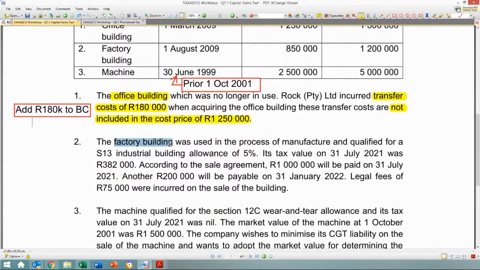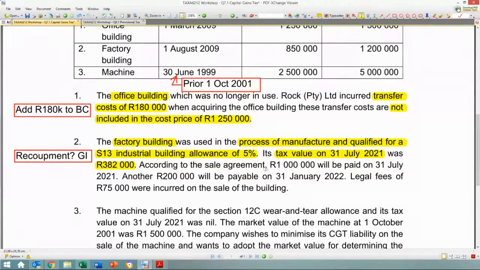Then the next one is our factory building, which is in use in the process of manufacture and qualifies for a Section 13 industrial building allowance. Seeing as there is a building allowance, you need to think about recoupment. What is the potential recoupment that I would have to include in my gross income? That would also affect the proceeds as well as the base cost amount. They tell you the tax value at 31st of July is 382,000. The tax value is generally what we use for calculating our recoupment.